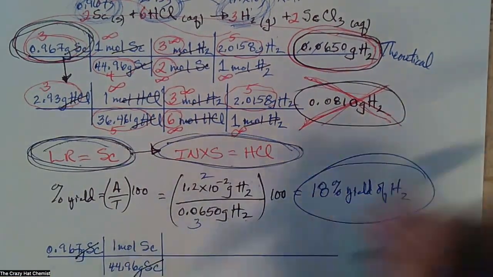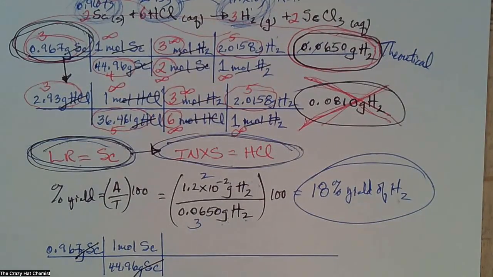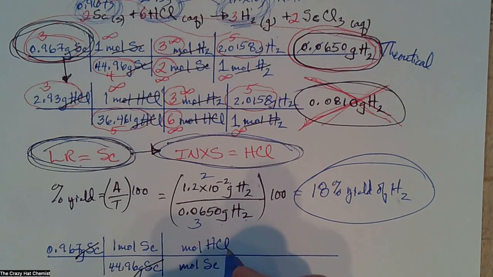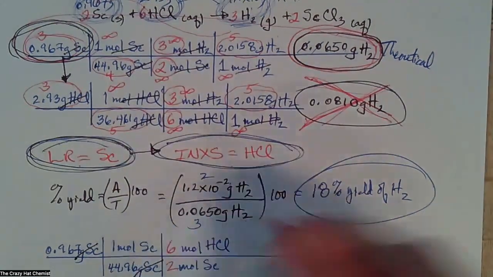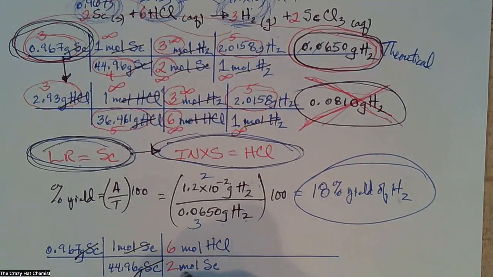Grams of scandium cancel out, so I'm done with that. We're going to have moles of scandium, and then moles of the reagent that's in excess, and that is HCl. I'm going to use the stoichiometric coefficients from the balanced equation. For scandium, it is a 2. For HCl, it's a 6. The moles of scandium cancels out.